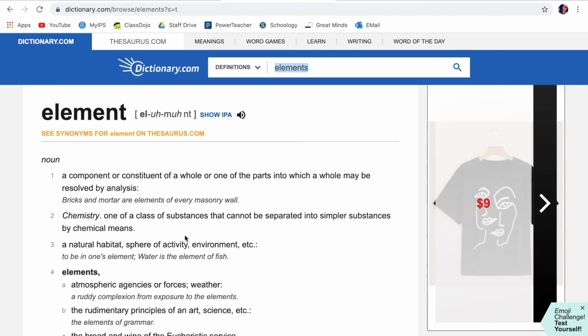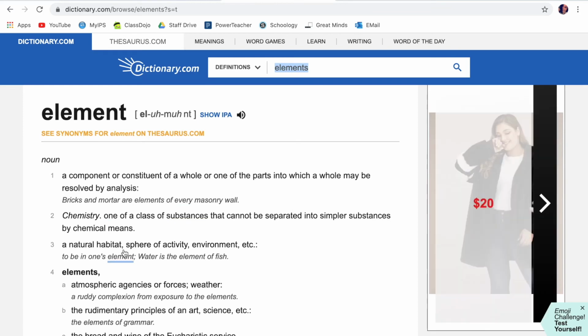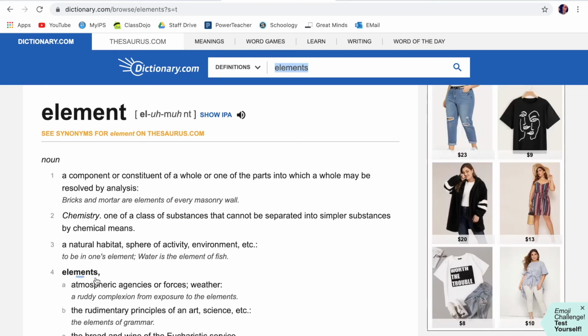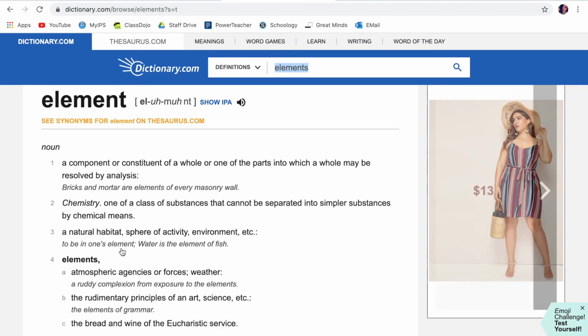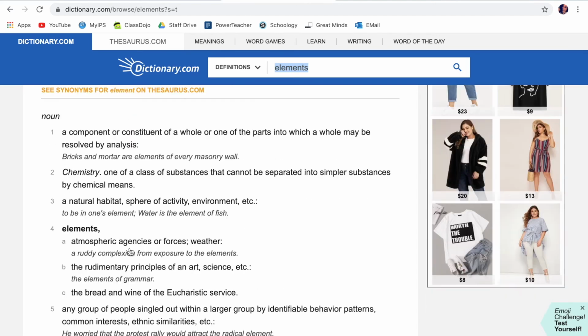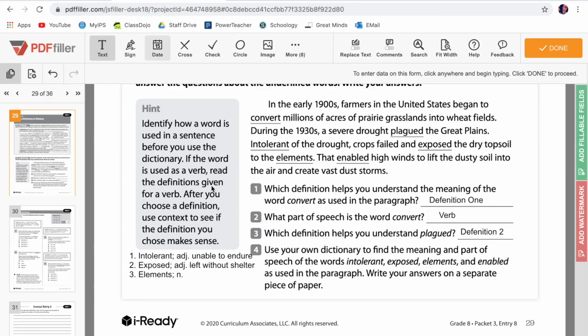Do any of these fit? No, because we're not talking about parts to a whole. We're not talking about science-related elements with chemistry. We're not talking about natural habitats. Down here we see elements with an S. Atmospheric agencies or forces. Weather. This is going to be our definition. So we would say forces of weather, because they're talking about the drought and the dryness. Those are the elements, the weather elements.